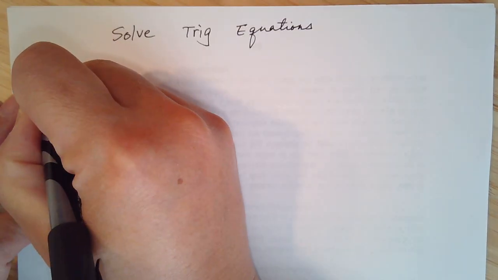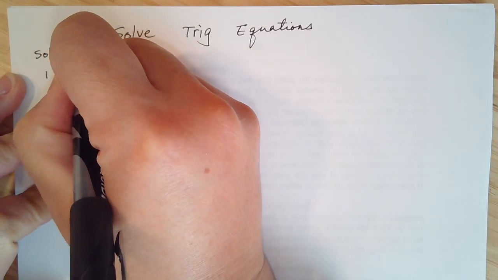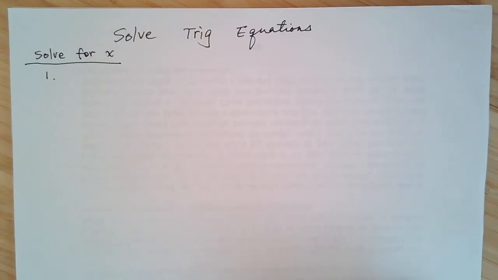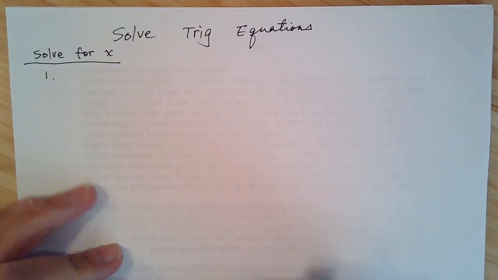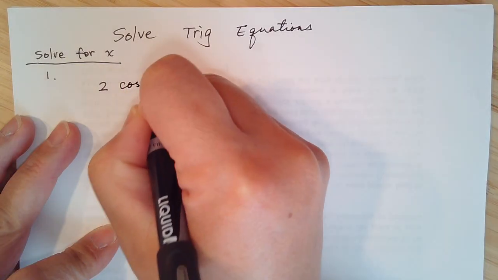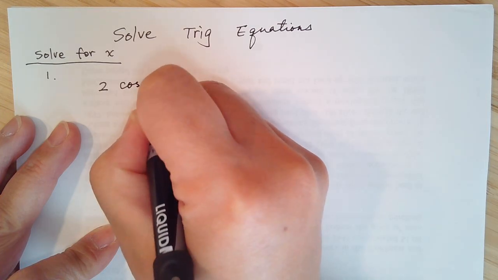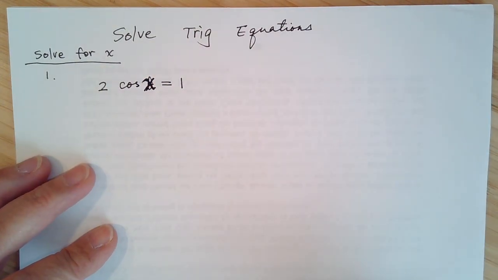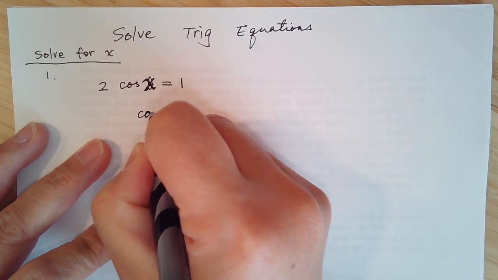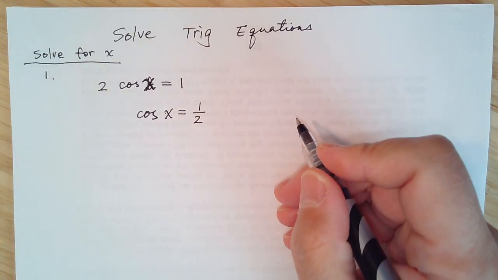Now let's work on the first one. I just ask you to solve for x. Of course, some books use a theta, they use whatever other variables. The first one is 2 cosine theta equals 1. Let me just put x. All right, 2 cosine x equals 1. How do you solve it? We need to find what is the cosine x. We divide it by 2. That is 1/2.